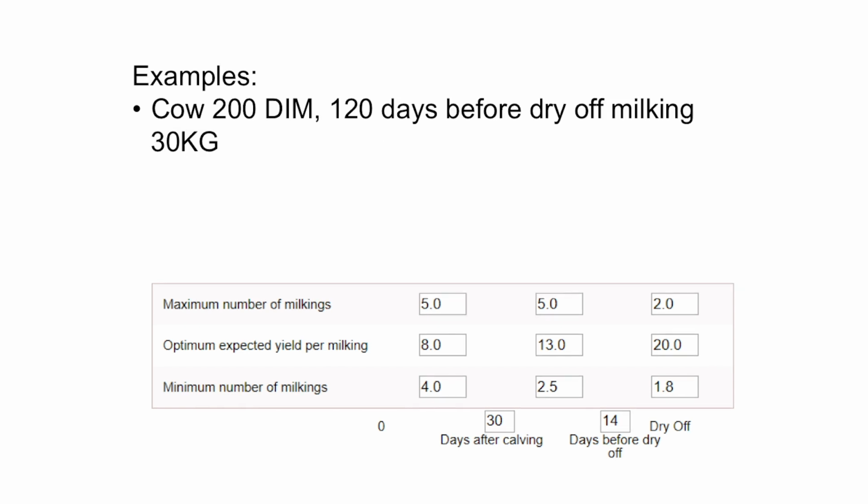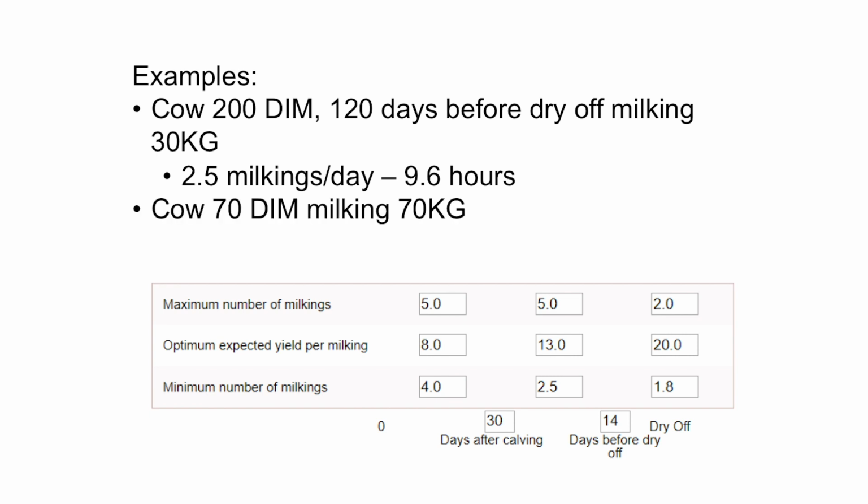A cow 200 days in milk, 120 days before dry off, is also going to be in that middle section, milking 30 kilos. So we'll take 30 kilos and divide it by 13, and we actually get a number that's below 2.5 milkings per day. That means she still has access 2.5 times because that's the minimum number of milkings. So that's every 9.6 hours.